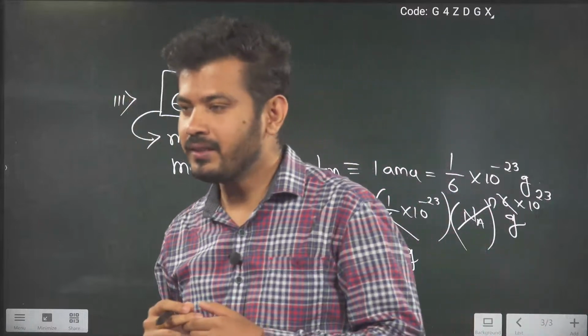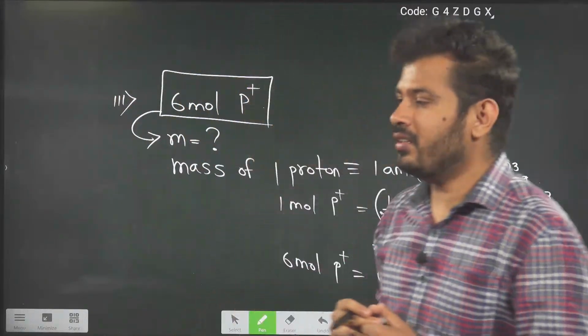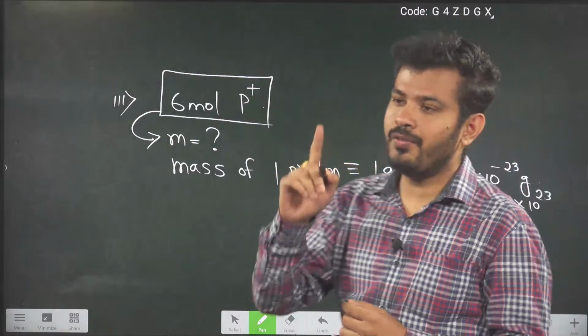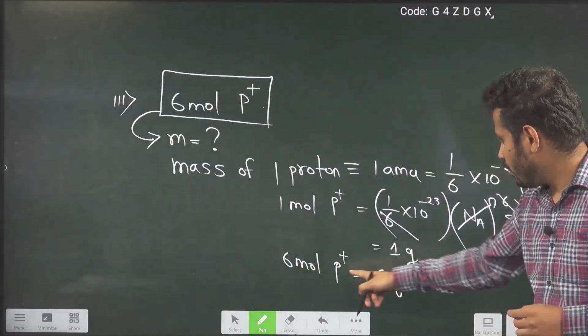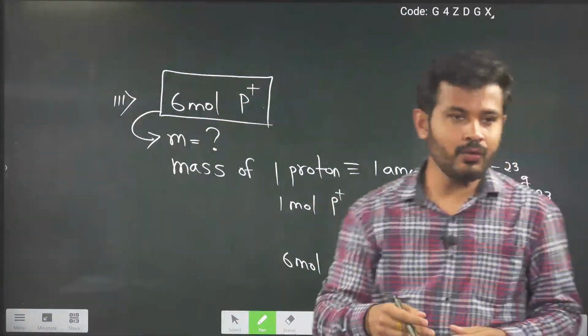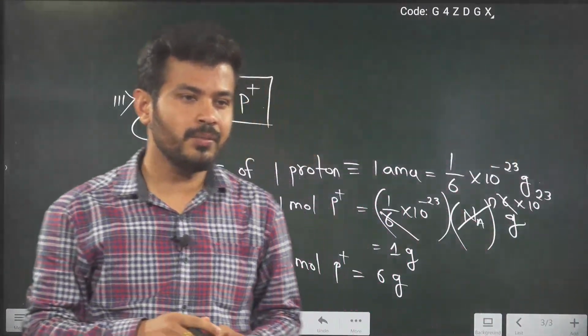Now my point is, in the carbon atom, we have 1 mole of carbon atoms. In that, the mass of protons is 6 gram. And what is the mass of neutrons then? Danish, please explain once again.